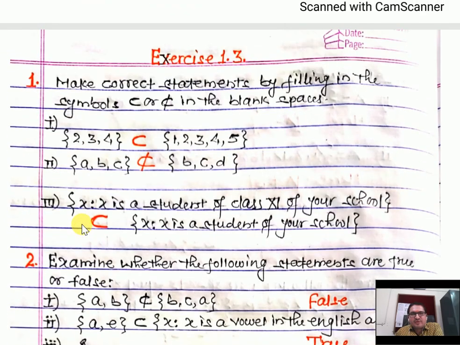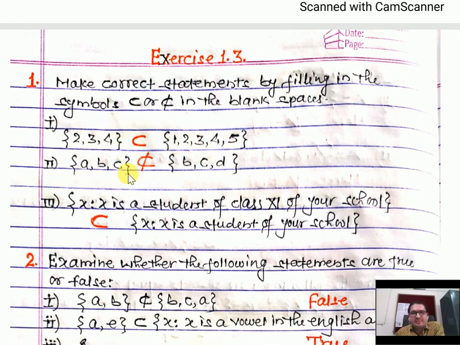Now exercise 1.3. Make correct statements by filling in the symbols. This is the symbol of subset and this is the symbol of not subset, in the blank spaces. So {2, 3, 4} and {1, 2, 3, 4}. So {2, 3, 4} will be the subset of this set if 2, 3 and 4 lie over here. 2 is here, yeah. 2 is common, 3 is common, 4 is common. So this set is the subset of this.